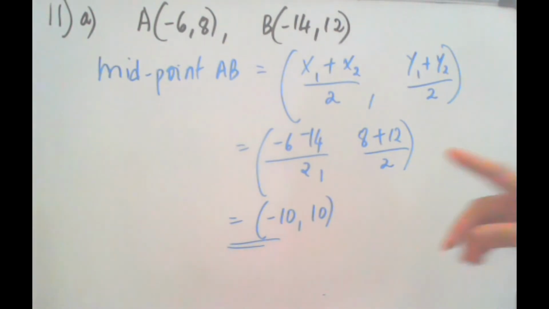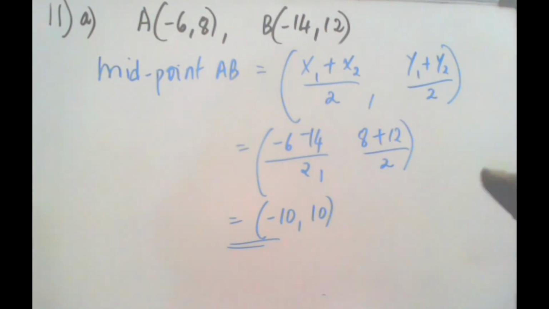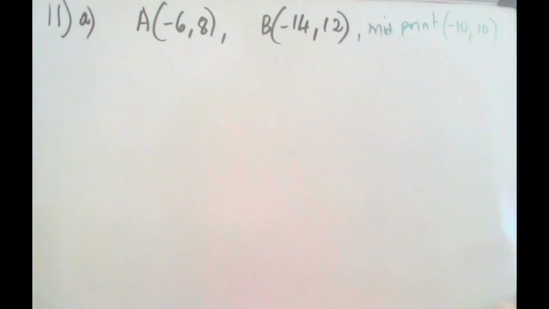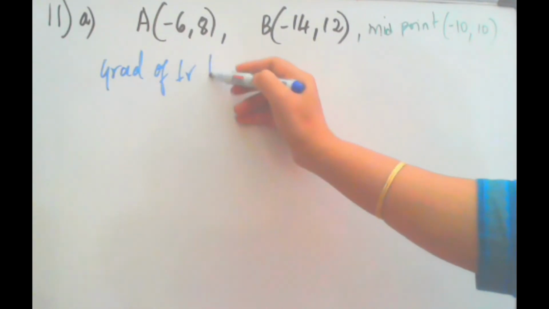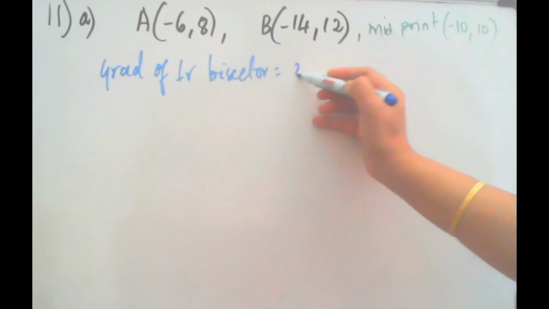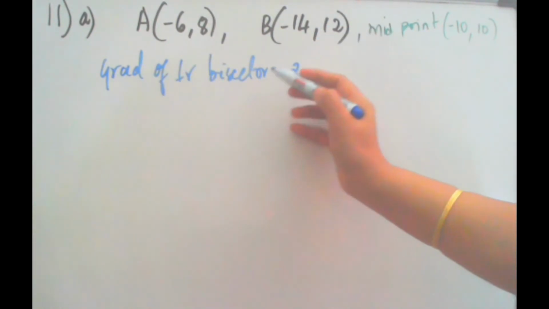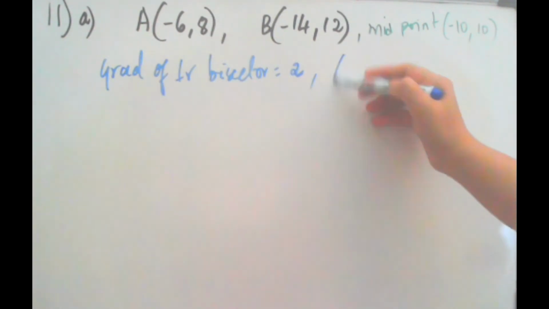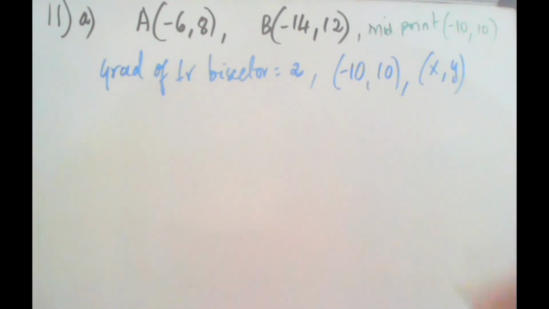Okay, now we have the midpoint of AB, which is a point on the perpendicular bisector also, and the gradient of the perpendicular bisector, which is 2. So these two are enough for us to find the equation of the perpendicular bisector. Alright, so midpoint is this, and the gradient of the perpendicular bisector was 2. Now considering the perpendicular bisector, its gradient is 2. One point on the line is minus 10 comma 10. Let us consider another point as just x comma y. This is the way to come up with the equation of any straight line.